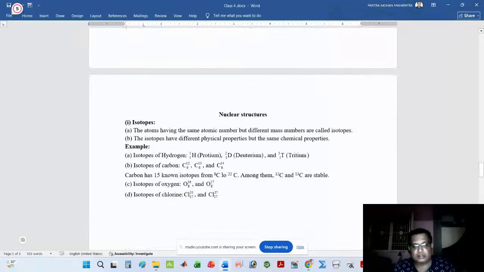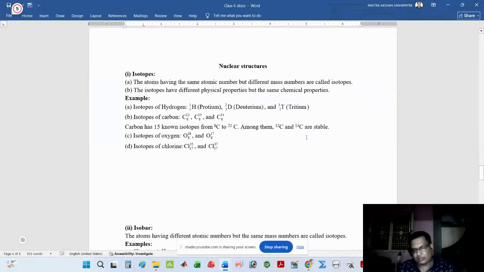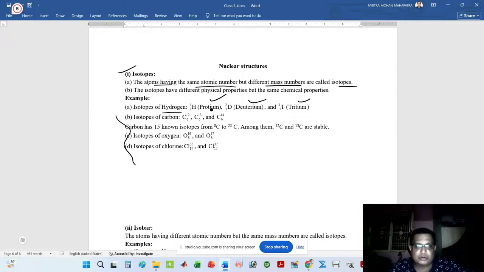Now move to another important topic, that is nuclear structure. Already I have given some hints in the first chapter regarding isotopes. What is isotopes? The atoms having the same atomic number but different mass number are called isotopes. Look at that, here some examples are given. Hydrogen has three isotopes: protium, deuterium, tritium. Protium, that is H 1 1, D 1 2, tritium T 1 3.